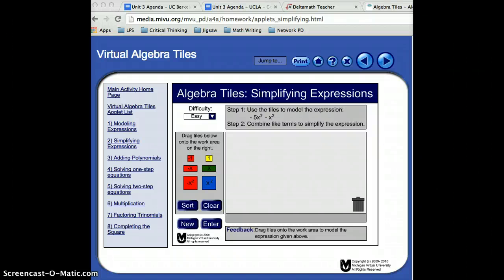Okay, today you guys are going to continue doing what we did in class the other day, except you're going to be doing it on the computer, and you are going to be using algebra tiles to simplify expressions.